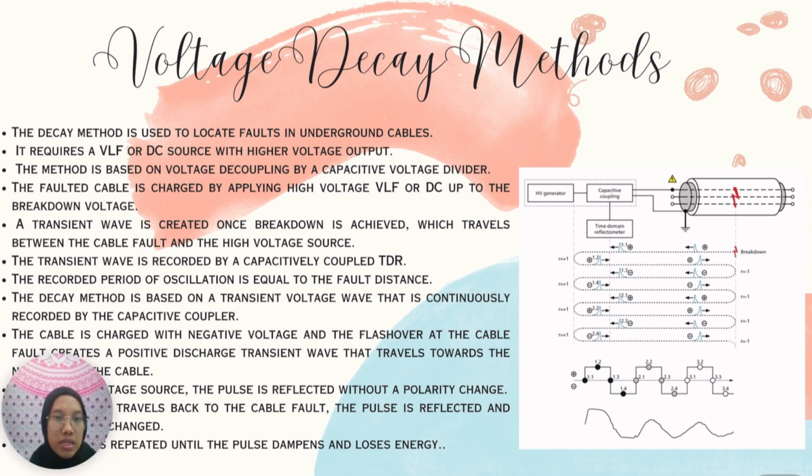To detect where the fault is in the cable, we need to charge the cable with negative voltage, and the flashover at the cable fault creates a positive discharge transient wave that travels towards the near end of the cable and the high voltage source. The pulse is reflected without a polarity change. Since the pulse travels back to the cable fault, the pulse is reflected and the polarity is changed. This process is repeated until the pulse dampens and loses energy.